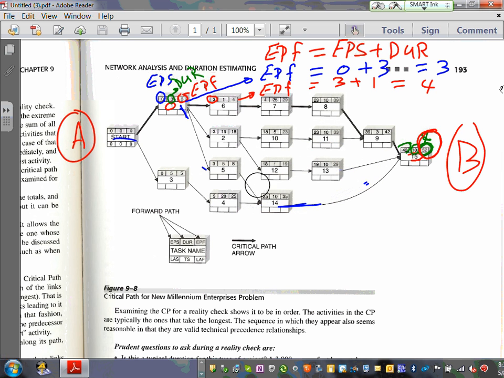So here's the critical path. The critical path, guys, when you draw them like this, look at this. In order to finish this one, I need 35 weeks. In order to finish this one, I need 29 weeks. In order to finish this one, I need 33 weeks. In order to finish this activity, I need how many weeks?